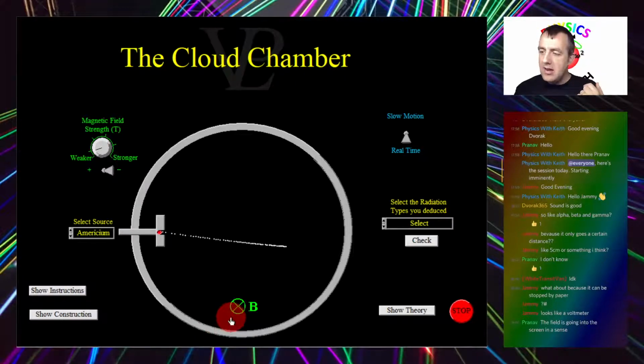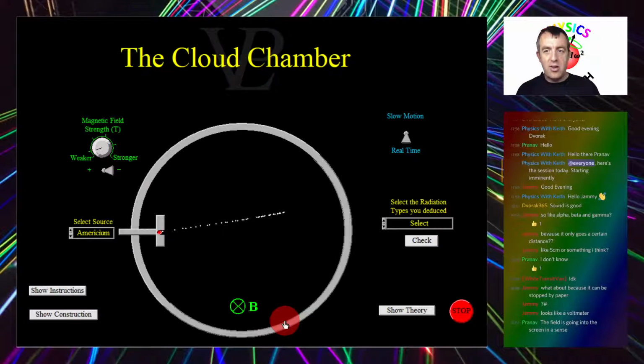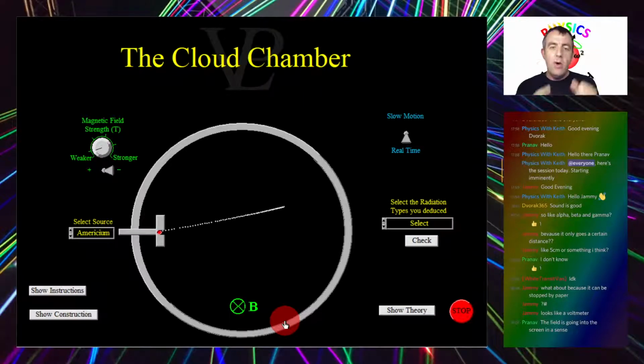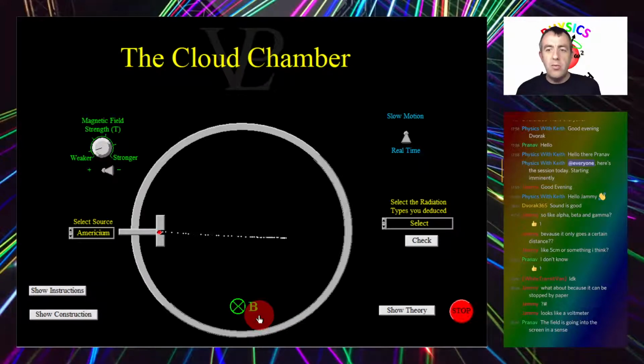An X indicates that something is traveling into the screen. Whereas if it was a dot in the middle of that circle, it would indicate that something is going out of the screen towards you. So that's an X, so it's into the screen. And what is it that's going into the screen? Well, it's this thing labelled B, which Pranav has said is the field, but that's a bit vague. So what field is it that we label B?